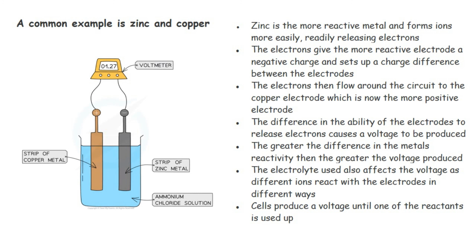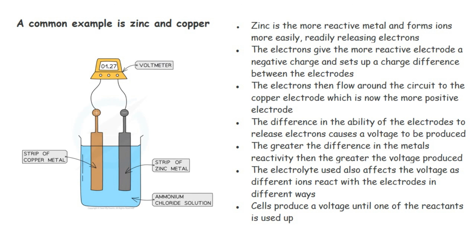A common example is zinc and copper. Zinc is a more reactive metal and forms ions more easily, readily releasing electrons. The electrons give the more reactive electrode a negative charge and set up a charge difference between the electrodes. The electrons then flow around the circuit to the copper electrode, which is now the positive electrode. So you have to understand one thing here. This is an electrochemical cell. Here the anode is negative and cathode is positive.